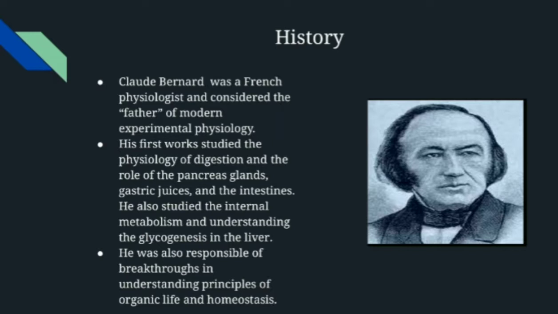The second person is Claude Bernard, who was a French physiologist and is considered the father of modern experimental physiology. His work studied the physiology of digestion, the role of the pancreas, gastric juices, and the intestine. He also studied internal structure, metabolism, and the understanding of glycogen in the liver. He was also responsible for the breakthrough in understanding the principles of organic life and homeostasis. Apart from this, Claude Bernard was also famous for his work on blood circulation in the human body.